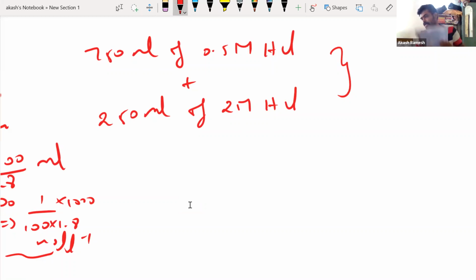Okay, so two solutions, both HCl solutions, different molarity, different volume. I am mixing, and I'm asking you what is the new molarity formed. The question is very simple. Right, fine. Now, what we have to do about this? Now remember, try to understand. Say I have some X moles of HCl here, and here I have some Y moles of HCl.